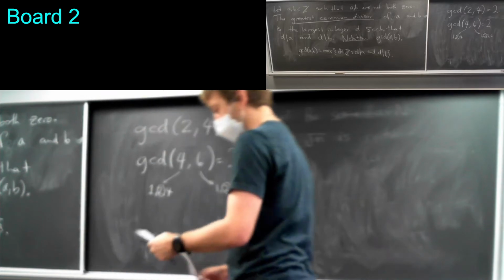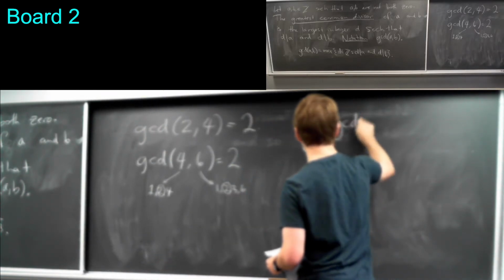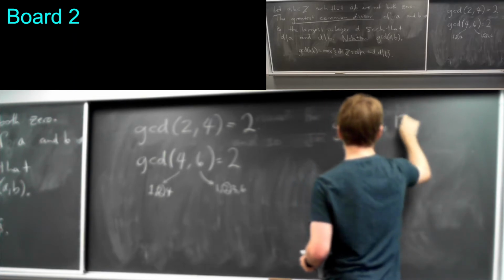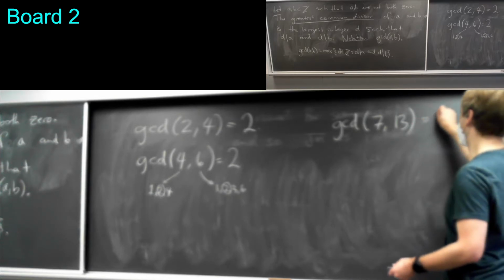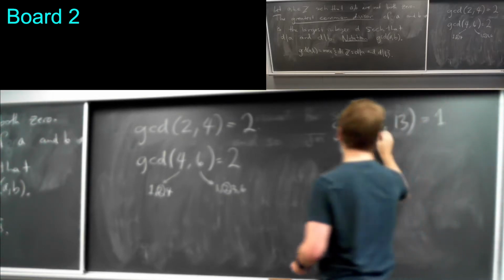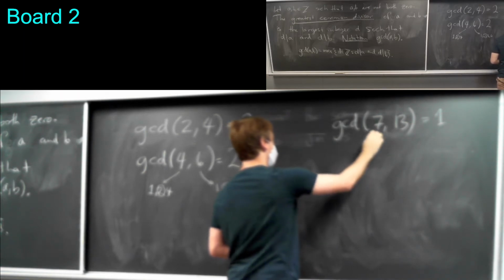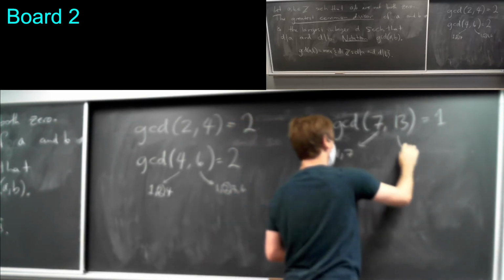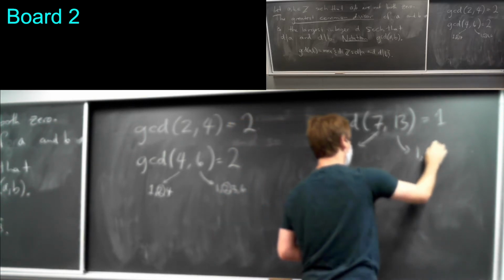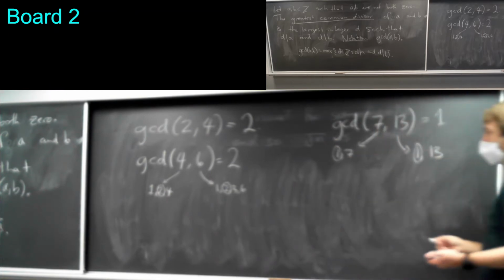How about 7 and 13? 1. Right. How come? Because both are prime. Exactly. Both are prime, so the only divisors of 7 are 1 and 7. The only divisors of 13 are 1 and 13. The only common divisor is 1.